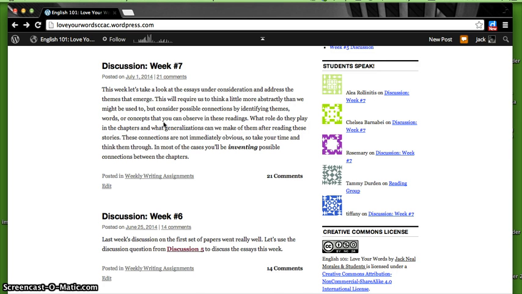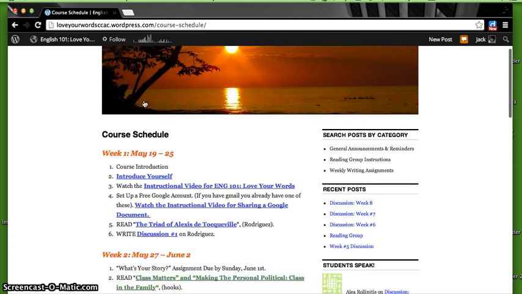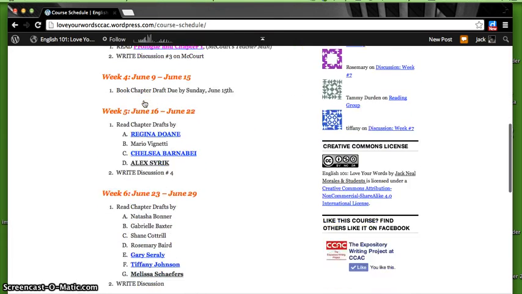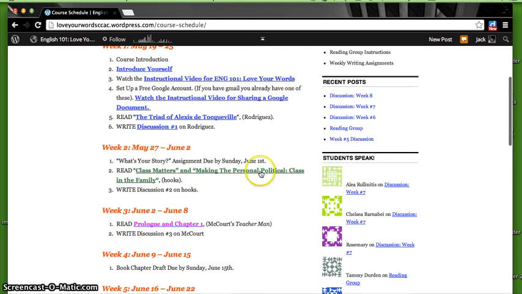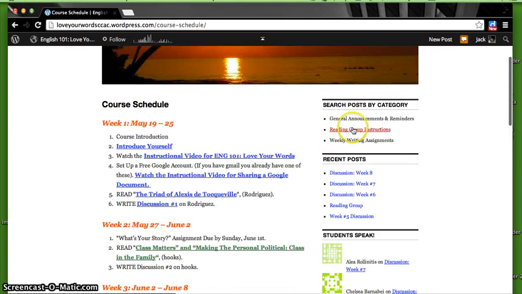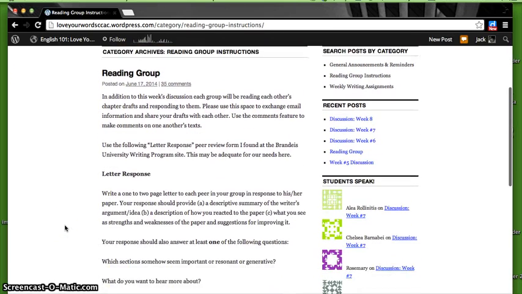The second assignment that happens while all of that is going on is a weekly assignment that happens between the individual groups. So for instance, in week 6, we have essays by Natasha, Gabrielle, Shane, Rosemary, Gary, Tiffany, and Melissa. These folks will be reading one another's work and responding specifically to one another by way of a letter that they're composing. You can find instructions for what goes in that letter under the reading group instructions page.